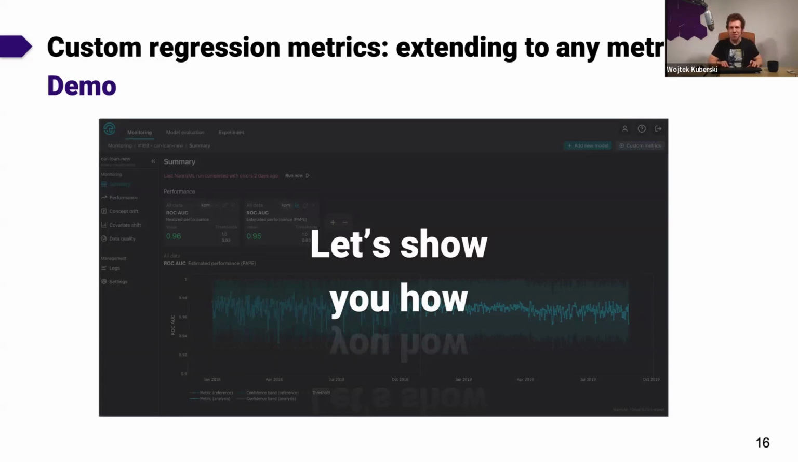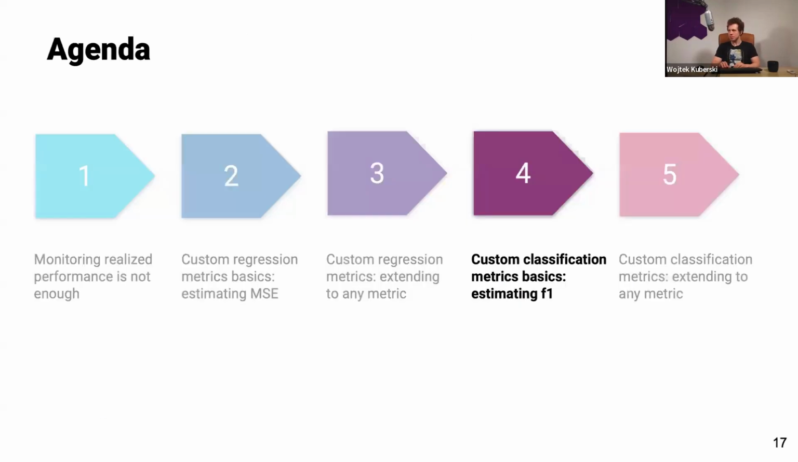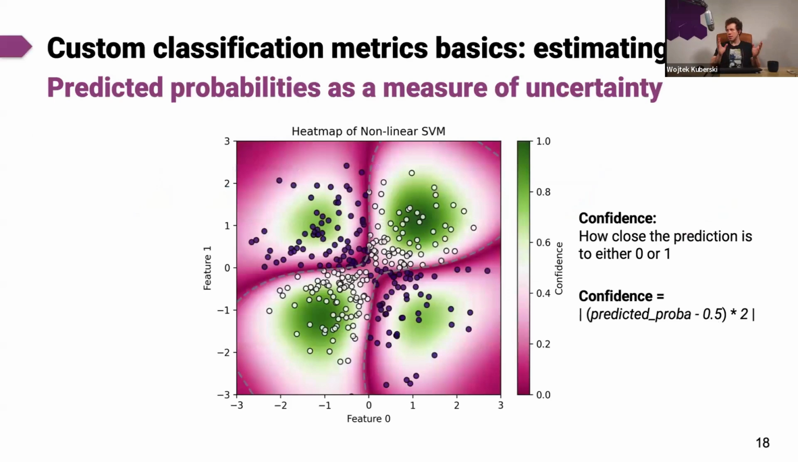Okay, perfect, cool. So sorry for the interruption, and now let's move on to classification. So we're going to now talk about custom classification metrics, and we're going to explain in a very simple way the algorithm that we use called CBPE to estimate F1. And again, I'm going to start by building the intuition.